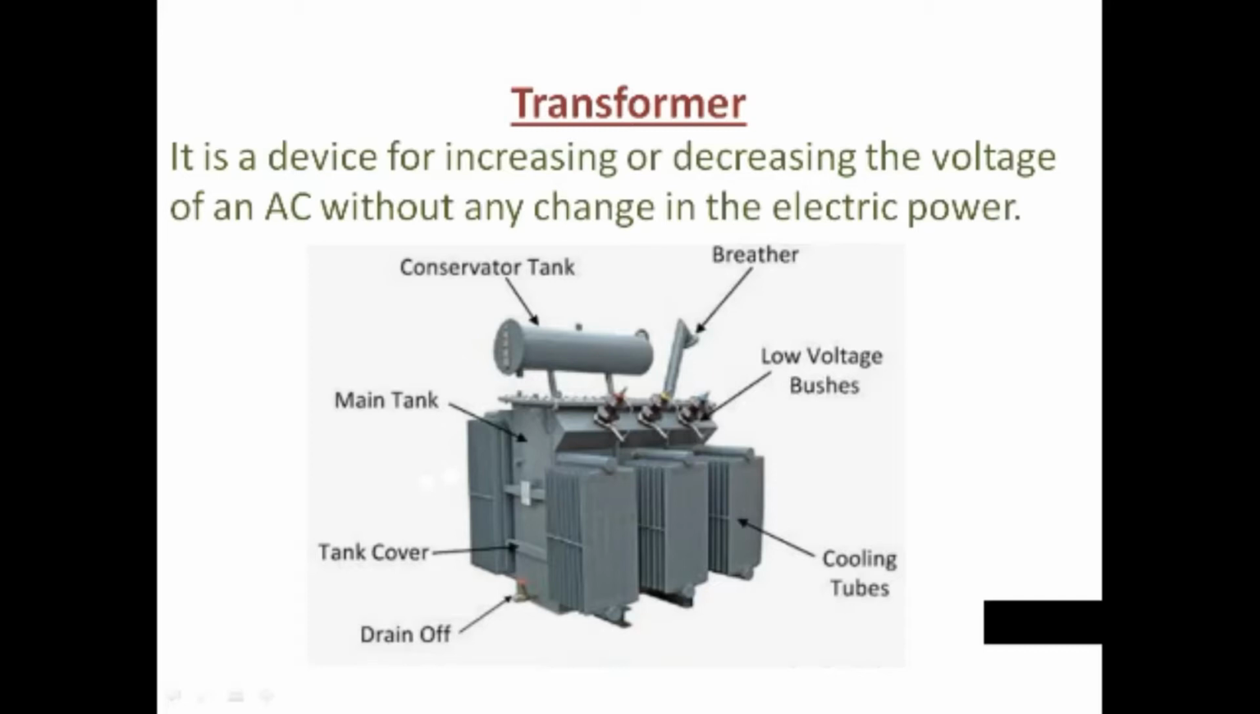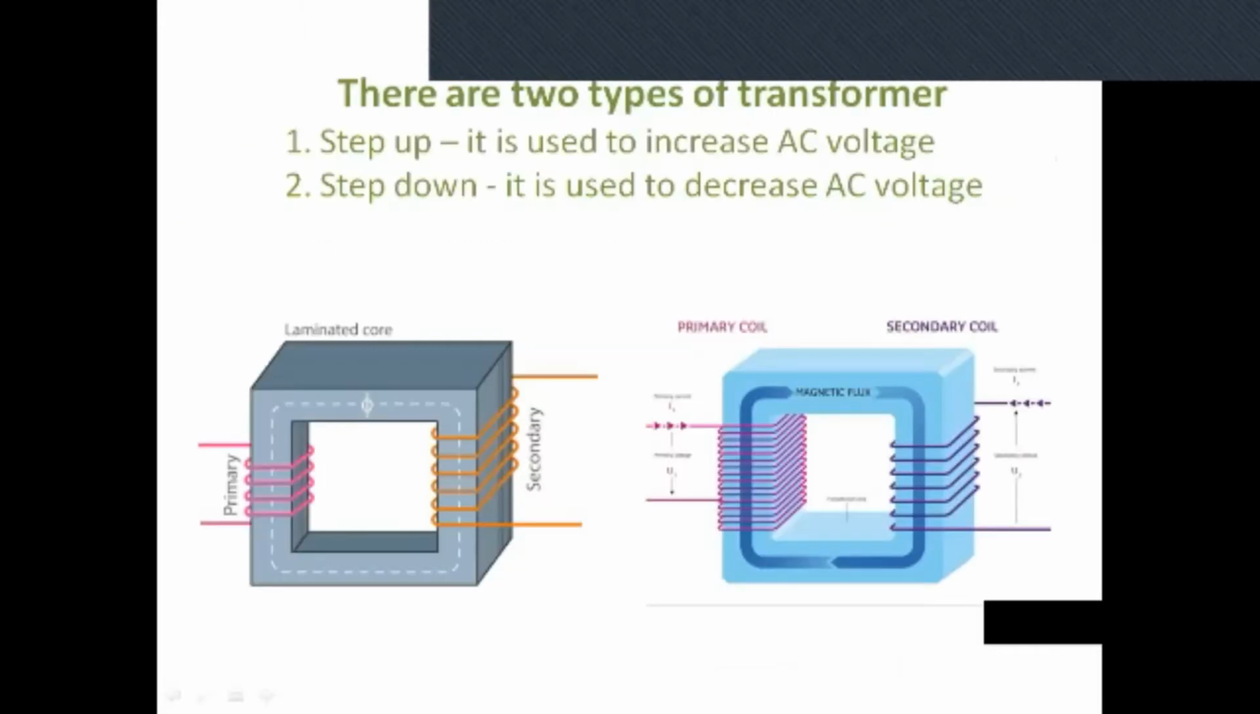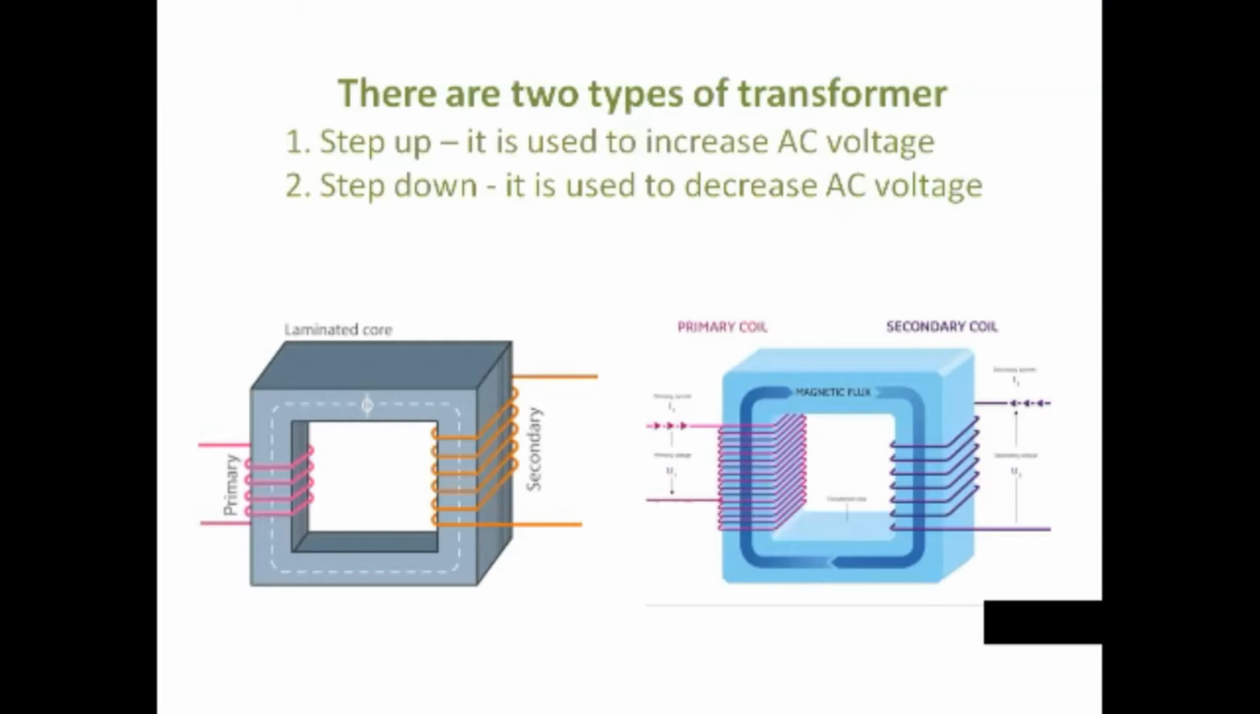And this is the image of a transformer. I think all of you can see the parts of a transformer. And we already discussed that there are two types of transformers. In the next slide, we have the types of transformers. The first type is the step-up transformer and it is used to increase the AC voltage. And the second one is the step-down transformer. It is used to decrease the AC voltage.